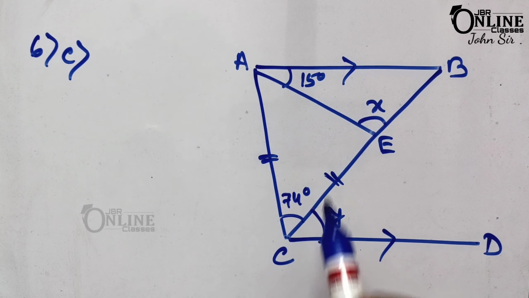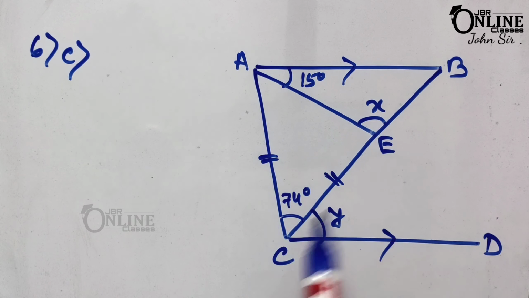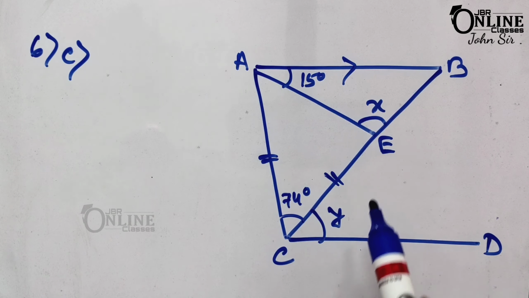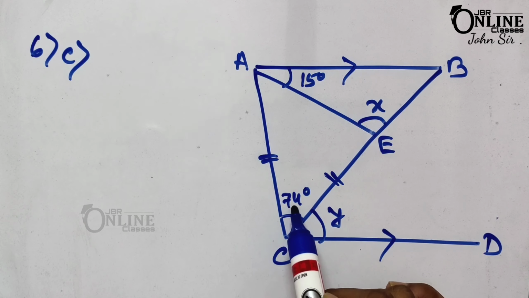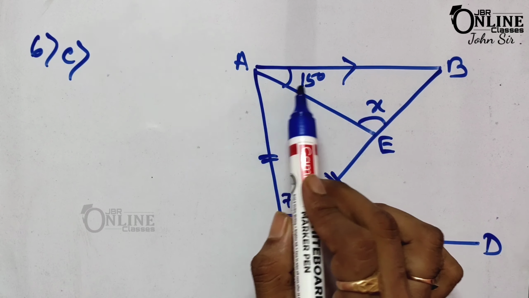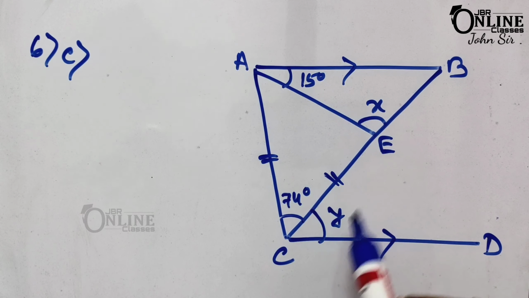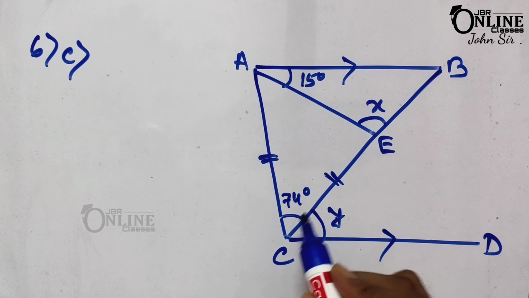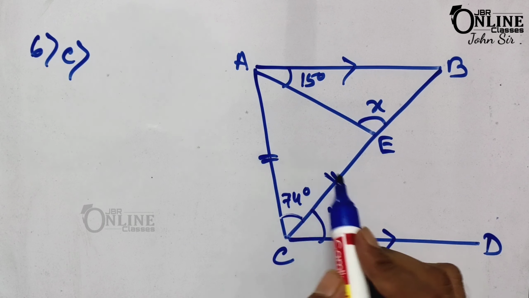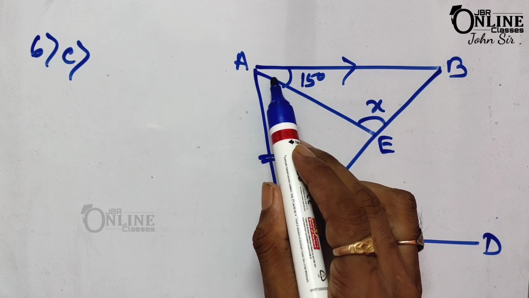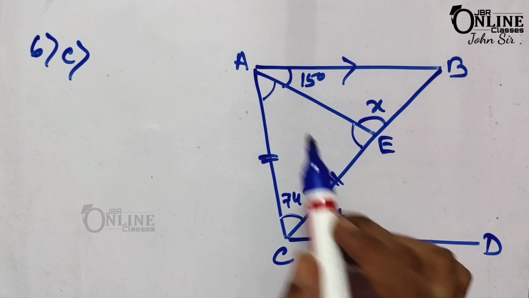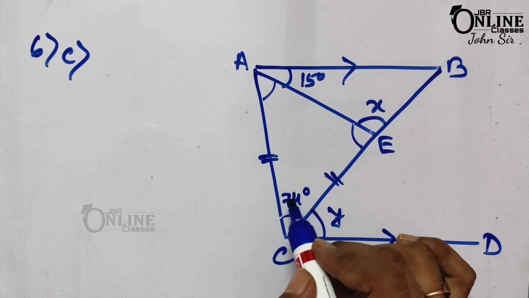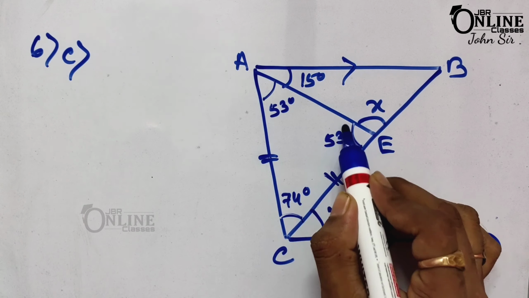Now sum number 6c. In the figure given below, here AB is parallel to CD, okay, AB parallel CD, and CA equals CE. If angle ACE equals 74 and angle BAE equals 15 degrees, then find X and Y. Okay, so now here in triangle ACE, if this one equals 74 and these two sides are equal, then definitely these two angles will be equal. So 180 minus 74 equals 106. So this one equals 53 and this one equals 53.